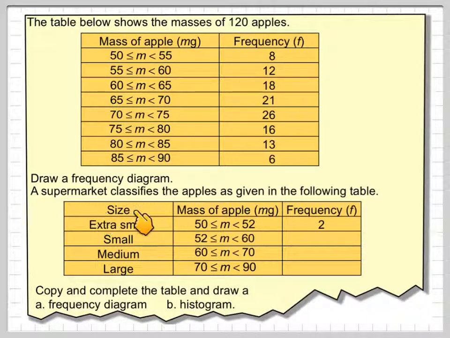It says a supermarket classifies the apples as given in the following table. Well, the size: extra small, small, medium and large. Extra small is between 50 and 52 grams. Small is 52 to 60, medium is 60 to 70, and large is 70 to 90. We know that there are 2 in the extra small group. It says copy and complete the diagram and draw A, a frequency diagram, and B, a histogram.